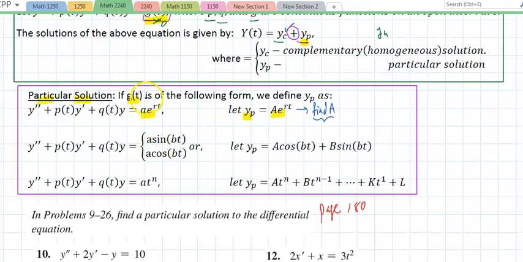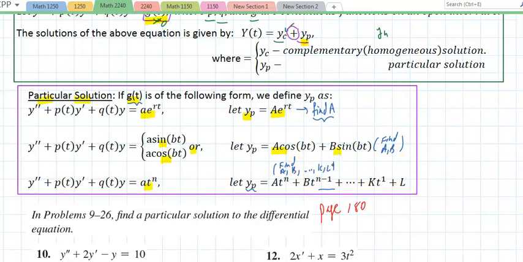If I notice that this function g of t happens to be either a sine or a cosine in any combination, I let y equal both, and again you find a and b. And if I notice that this forcing function g of t happens to be a polynomial, I let y sub p be the actual polynomial, and here you would find the coefficients. I called them a, b because I wanted them to fit, and that's how it works.